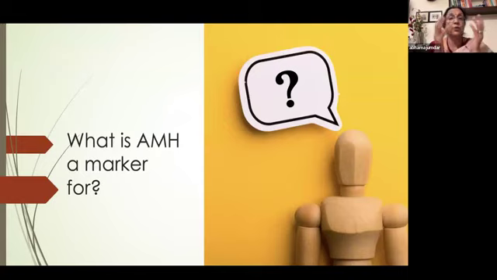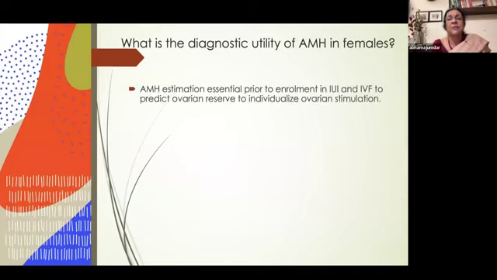Having said that, we are using AMH so extensively. Even in the PCOS adolescent symposium, which we heard in the evening, AMH came out as a marker to differentiate between POI and PCOS. So what is AMH a marker for? This is our question. AMH estimation is essential prior to enrollment in IUI and IVF to predict ovarian reserve and to individualize ovarian stimulation. This is the foremost indication for doing an AMH estimation whenever you want to use ovarian stimulation.